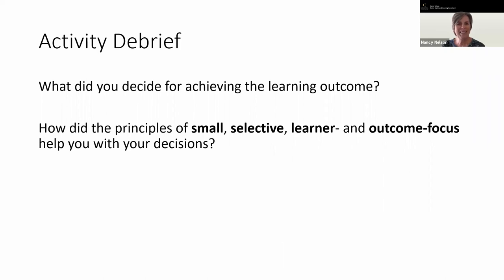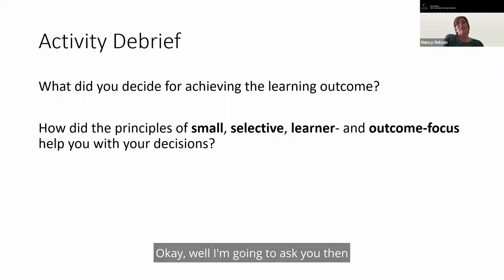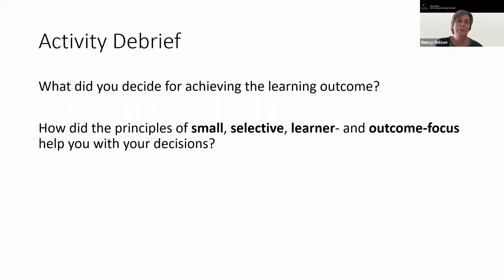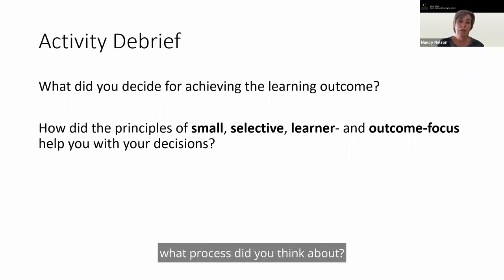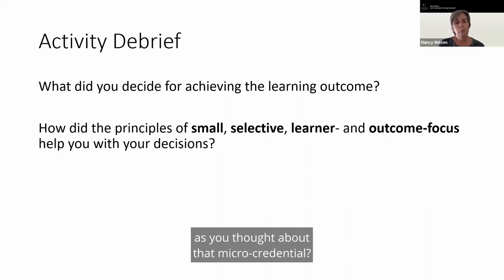No takers. Okay, well, I'm going to ask you then to go to your chat window, please. And I would like you to think about what I talked about in terms of the principles at the beginning. So thinking small in order to go big, being selective. So what process did you think about? How did you focus on the learner, and how did you focus on the outcomes? So if you could pick one of those and in the chat window post, how did you apply that principle as you thought about that micro-credential?